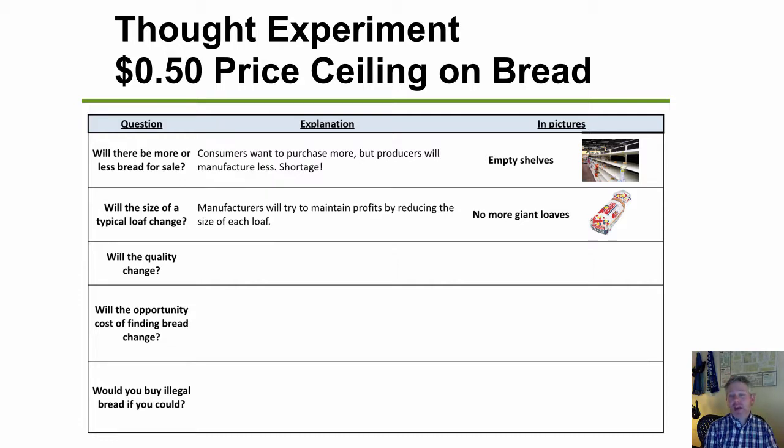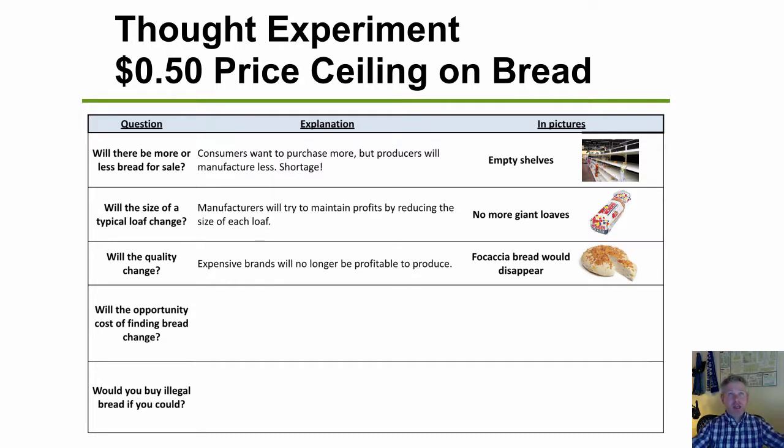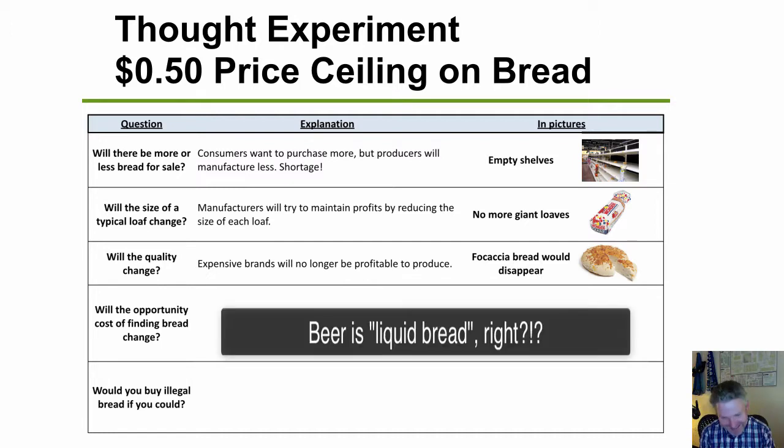All right. Will the total size of a loaf change? Well, manufacturers may try to maintain the original profits they were making by reducing the size of each loaf. So you're not going to get these giant loaves of bread anymore if there is a price ceiling of 50 cents. What about the quality of the bread? Well, expensive brands will no longer be profitable to produce. So if you go and stand at the bread aisle in the grocery store, there's a wide array of bread, from the cheapest generic loaf of bread up to fancy multi-grain, organic, handcrafted bread. So you're not going to get the fancy stuff anymore if the price ceiling is 50 cents.